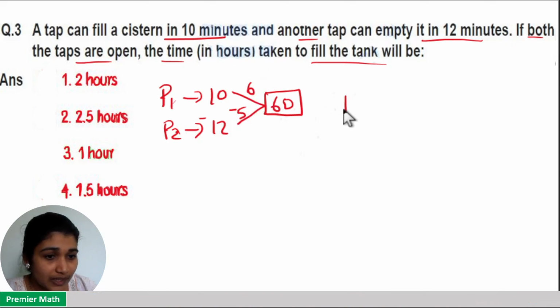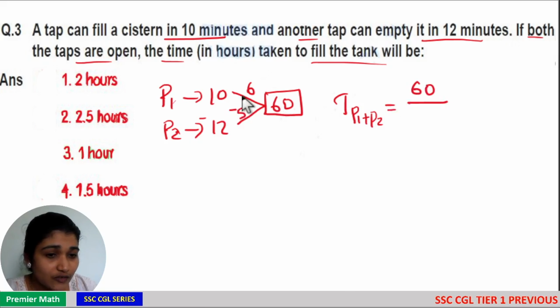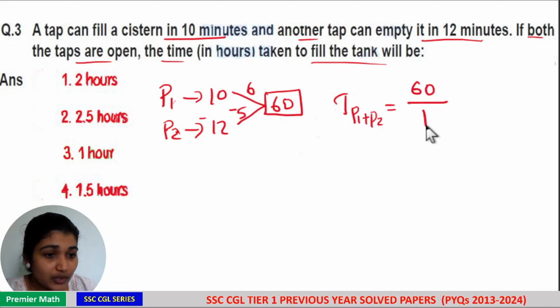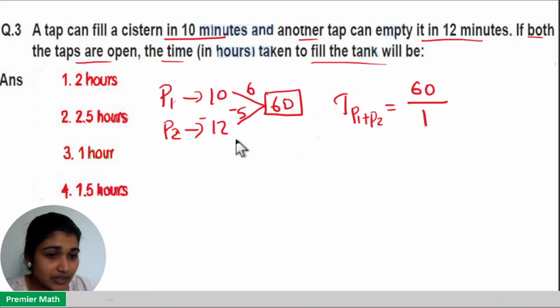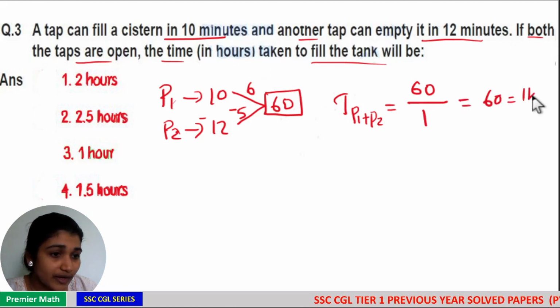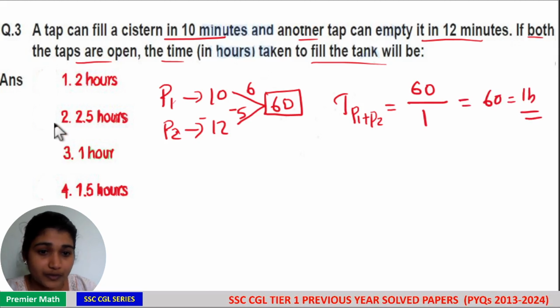Now time taken by both the pipes to fill the tank is equal to, here total capacity of the tank is 60 units and in 1 minute total 6 minus 5, that is 1 unit is filled. 6 units filling and 5 units emptying. So in 1 minute total 6 minus 5, 1 unit is filling. Then time taken is equal to 60 minutes, means 1 hour. Option 3 is your answer.